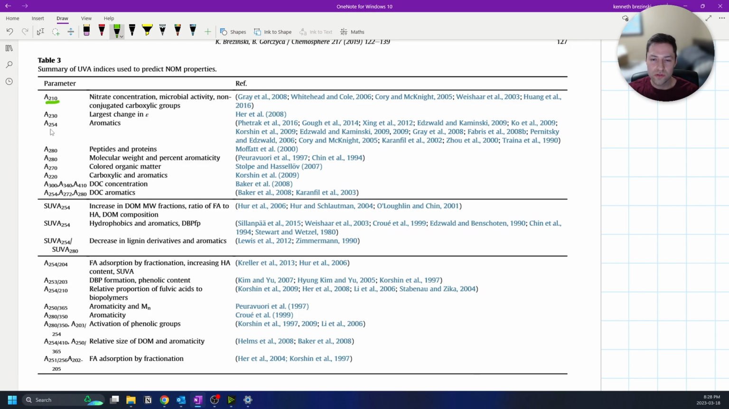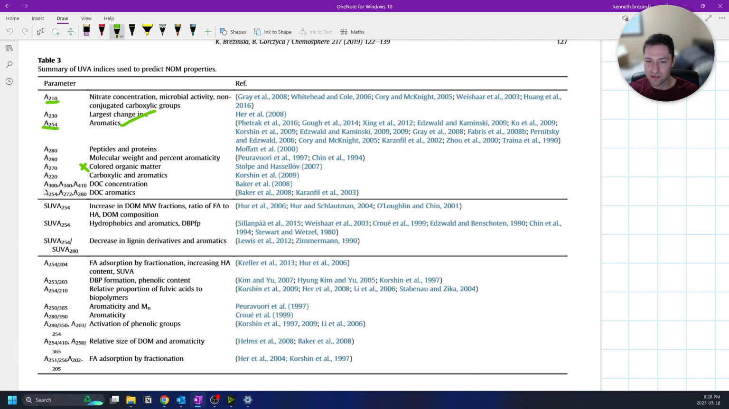And then you go to 254, which is what we're familiar with for aromatics. So that kind of makes sense. And there's a lot of literature that sort of supports that. And then go higher up on the range, and you tend to get maybe those forms of organic matter that are more likely to add color to your water. So ideally, if you're looking at water and you can visually see it's darker or lighter, well, that might correlate very closely to 270 according to some literature. Carboxylic and aromatics, so they're looking closer to 210.